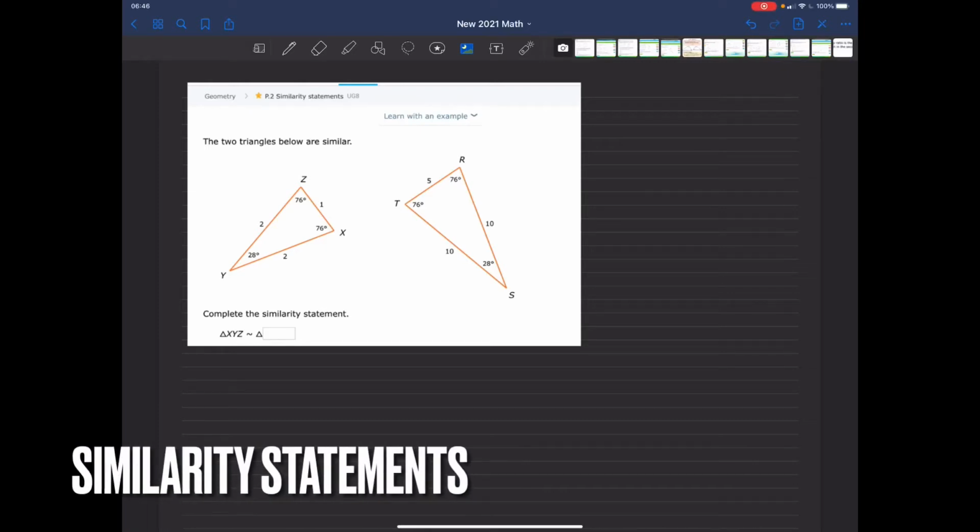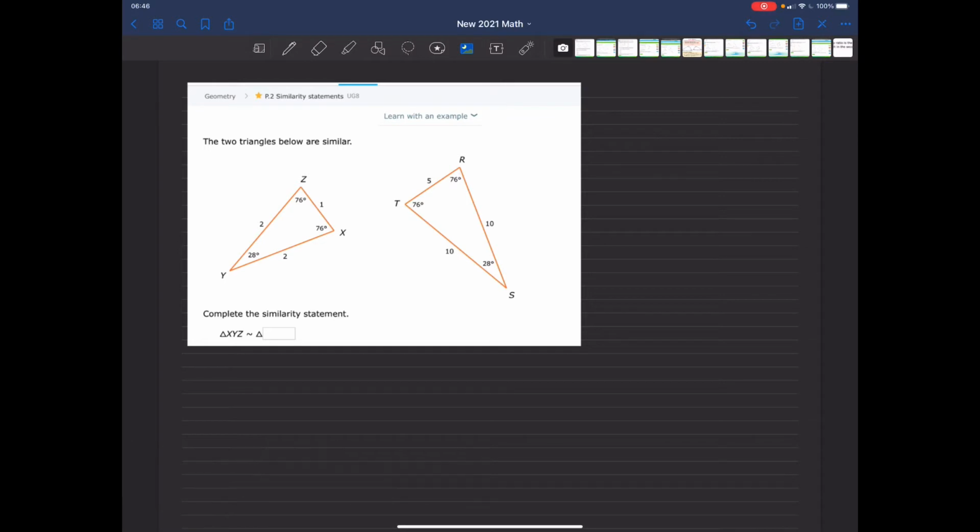Okay, so from here we're going to look at similarity statements. And similarity statements are pretty simple. It's basically like the ratio, but now we're just going to talk about the corresponding angles. So to make the similarity statement, we have to think about the first polygon that's listed, and it's XYZ.